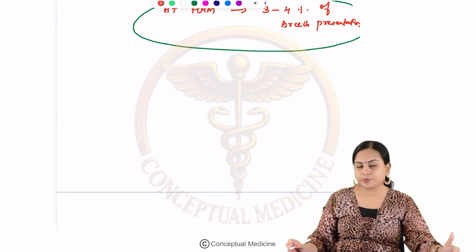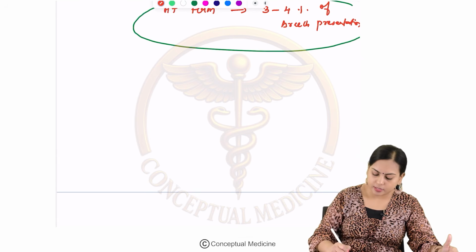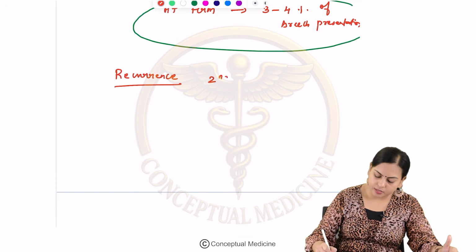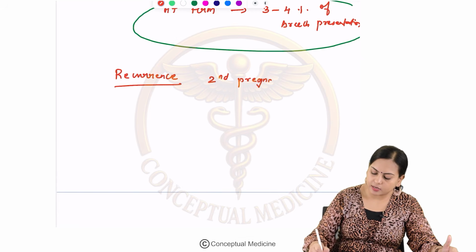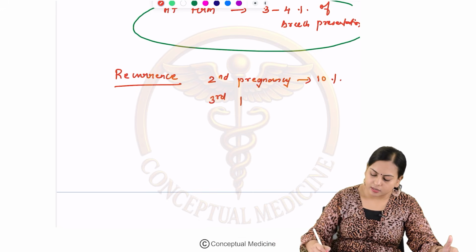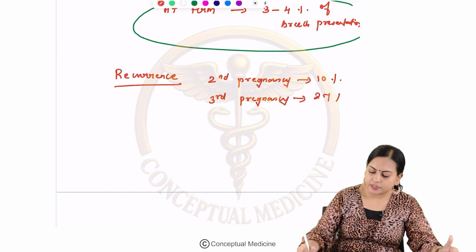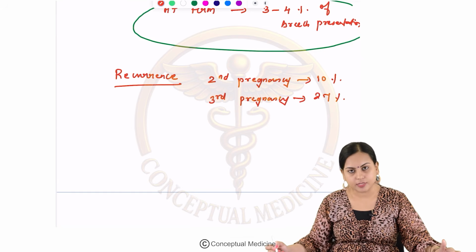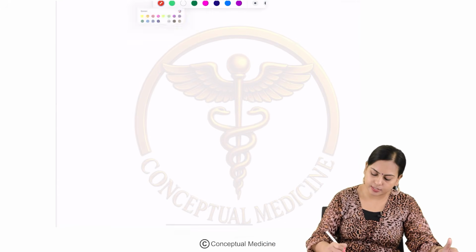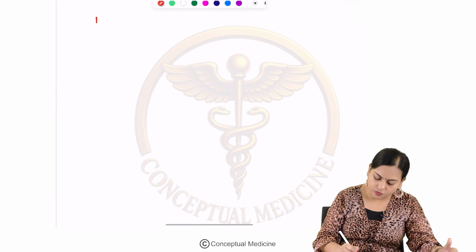Now, another important point. Suppose a woman has breech presentation, the recurrence of breech in her second pregnancy has a chance of 10%, and the recurrence of breech presentation in her third pregnancy increases further, with a risk of 27%. Clear? Now, we will see the risk factors or the causes for breech presentation.